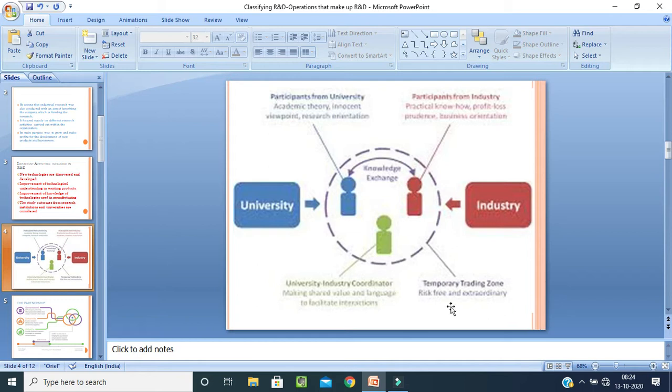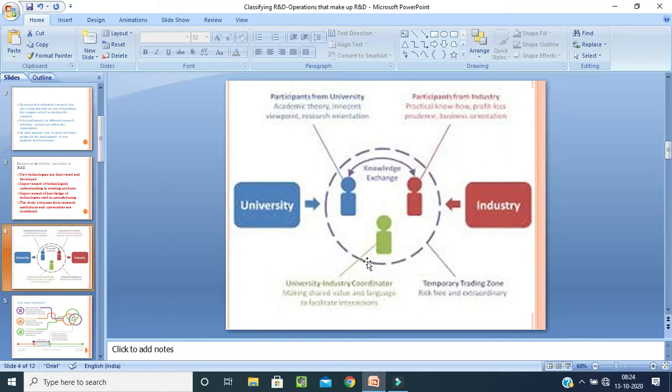And the temporary trading zone. In this picture, the blue colors are totally university people, and the red or maroon color is from industry participation. What is the main purpose? They are exchanging knowledge from one person to another, from one place to another, or from one time to another. And the industry-university coordination will be the coordination between the company and the university.